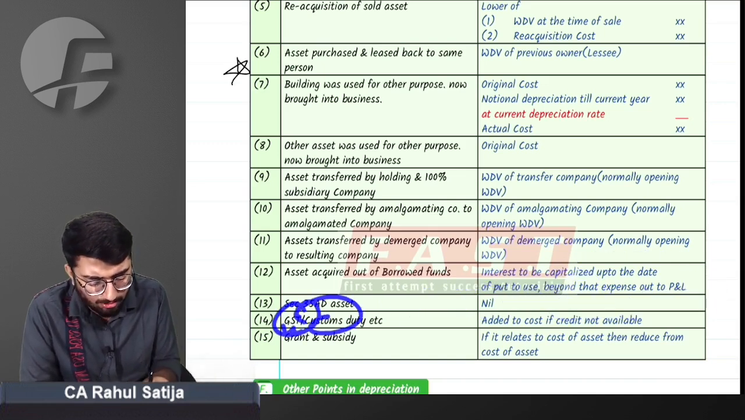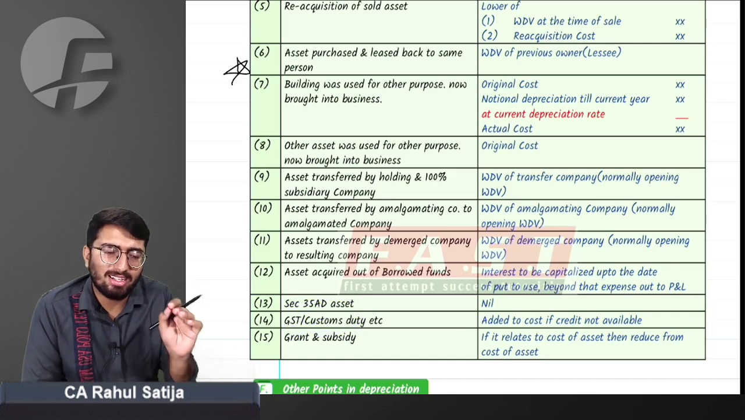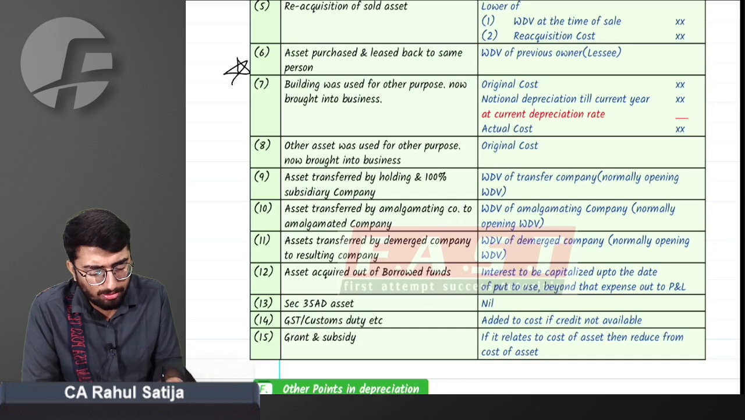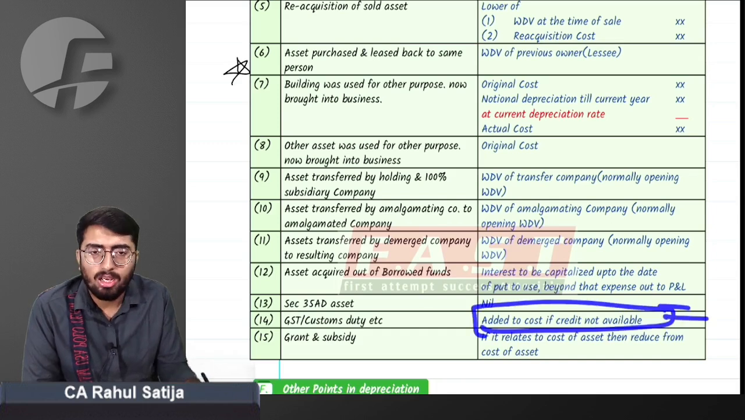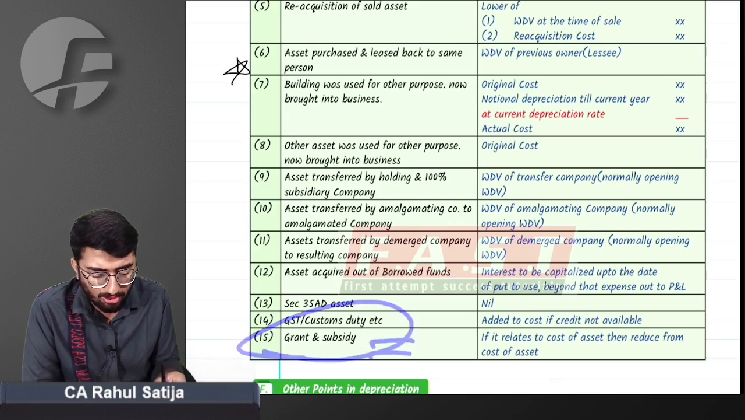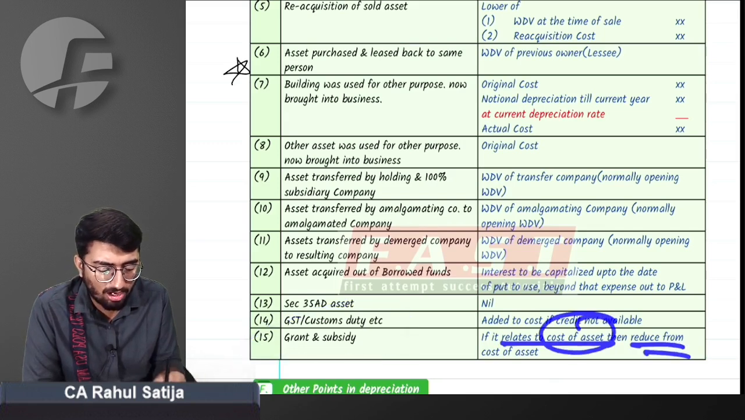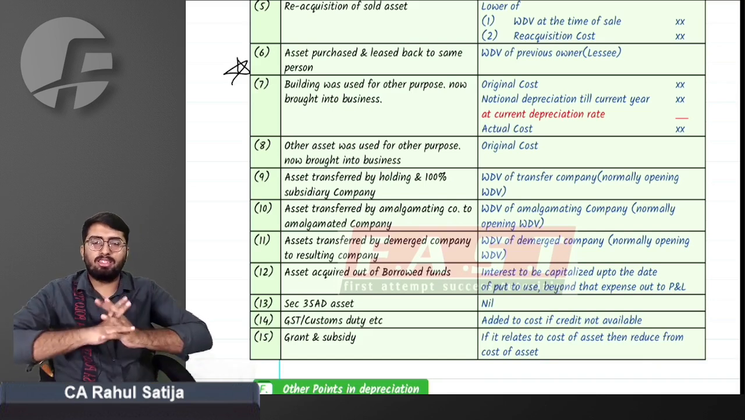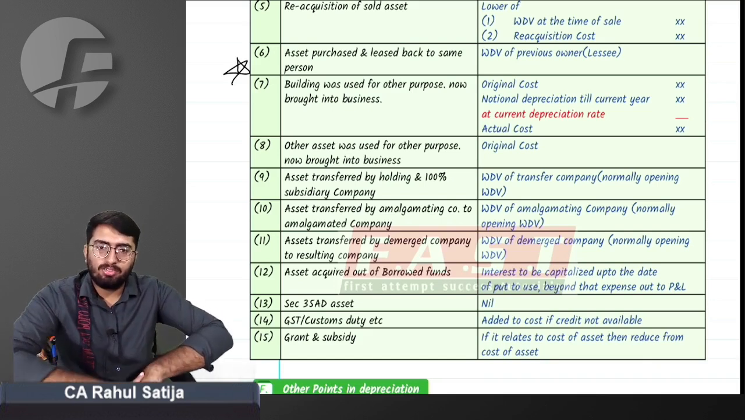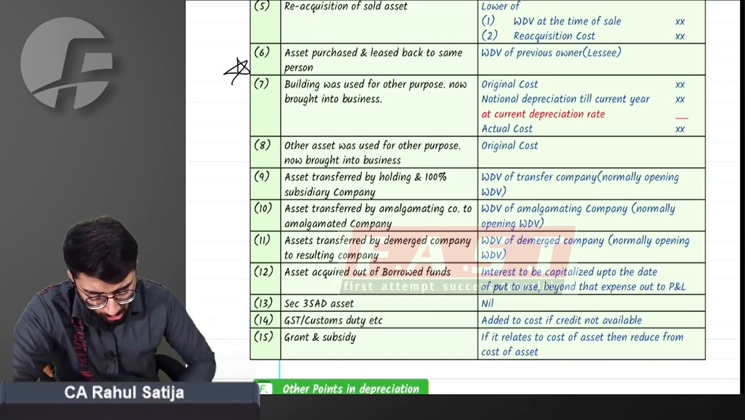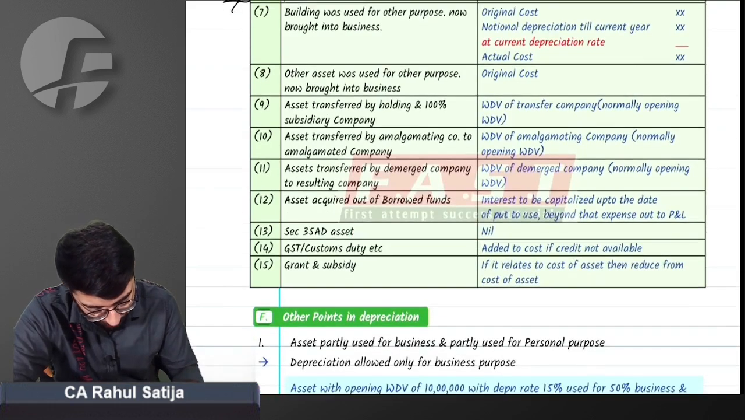Sir, if you have paid any GST on an asset, and GST ITC is not available, or customs drawback is not available, you will add it to cost if credit is not available. And last but not the least, if you receive any kind of grant or subsidy and it relates to the cost of asset, then you have to reduce it from the cost of asset. Got this point or not?